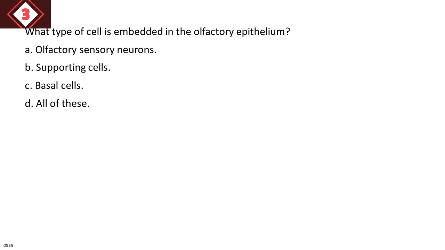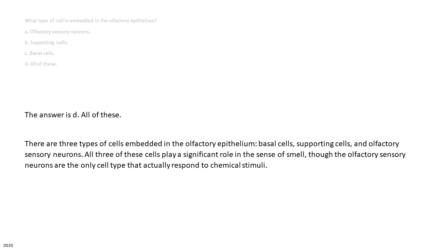The answer is D. All of these. There are three types of cells embedded in the olfactory epithelium: basal cells, supporting cells, and olfactory sensory neurons. All three of these cells play a significant role in the sense of smell, though the olfactory sensory neurons are the only cell type that actually respond to chemical stimuli.